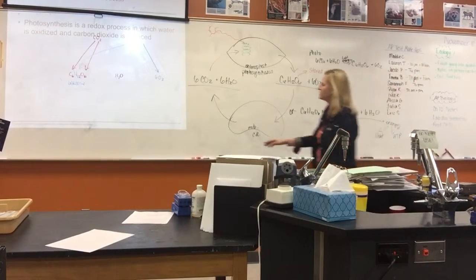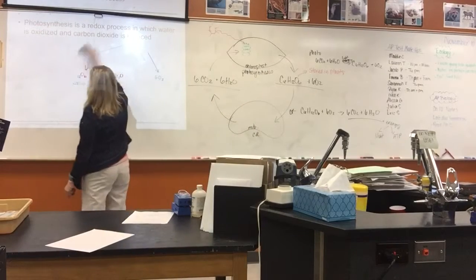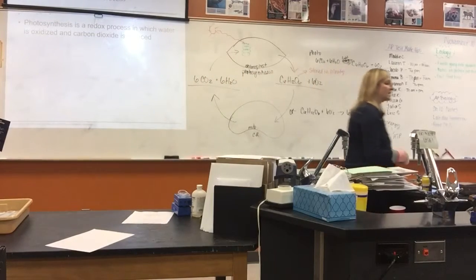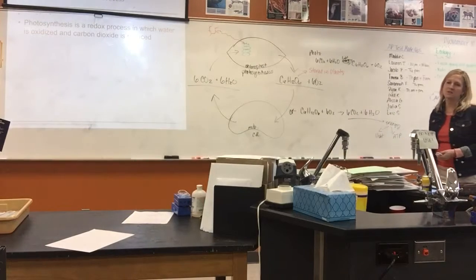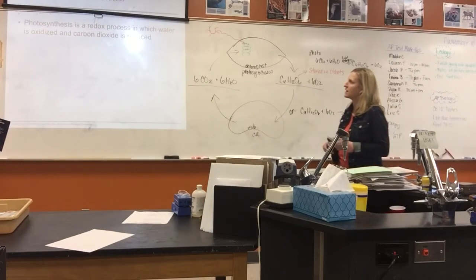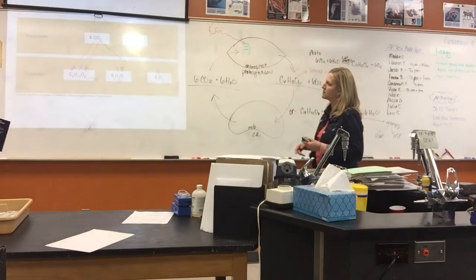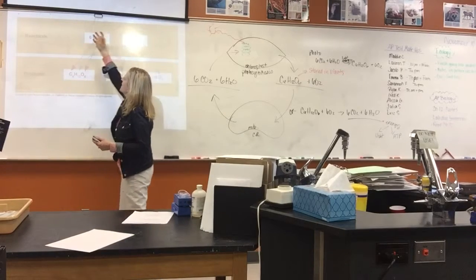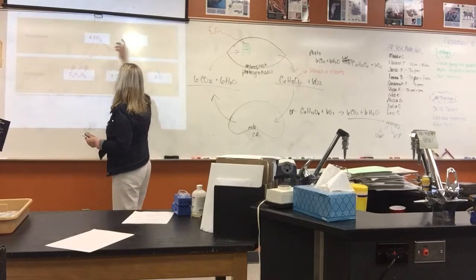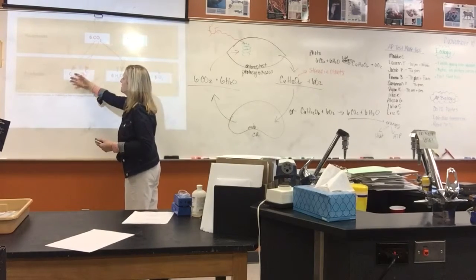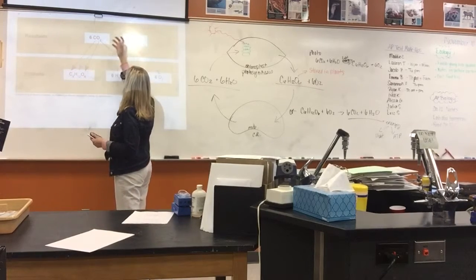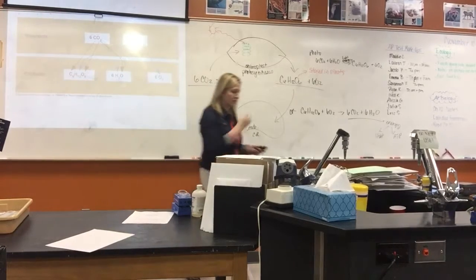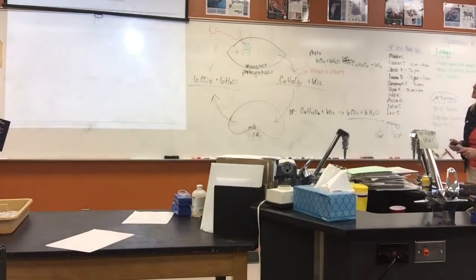This process is a redox reaction, just like cellular respiration. Photosynthesis is a redox process in which water is oxidized and carbon dioxide is reduced. Why is water oxidized and carbon dioxide reduced? If we look back at this picture, when the water splits, the electrons that are part of hydrogen meet up with carbon dioxide to form glucose. Therefore the water loses the electrons that were once part of hydrogen, so the water is oxidized. The carbon dioxide gets those electrons and becomes glucose, so it gains electrons, so carbon dioxide is reduced.